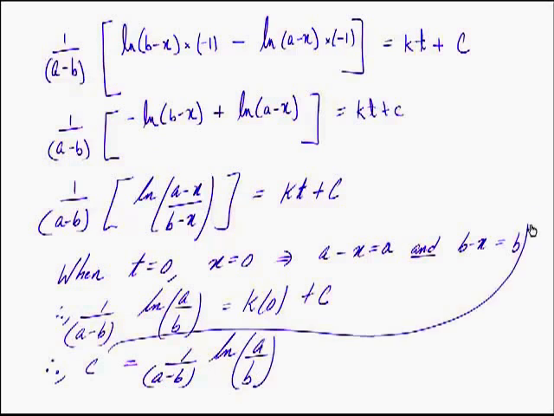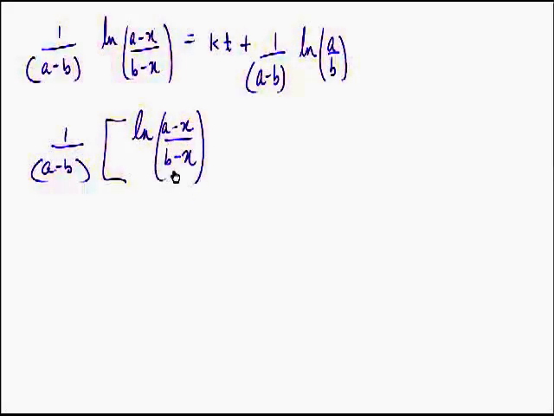Now if we substitute this constant of integration in the expression out here, we will get 1 upon a minus b into ln a minus x upon b minus x equal to k times t plus 1 upon a minus b into ln a upon b. Now I can take this entire term on the left hand side, and for that I need to take a minus b common. So I'll get ln a minus x upon b minus x minus ln a upon b.